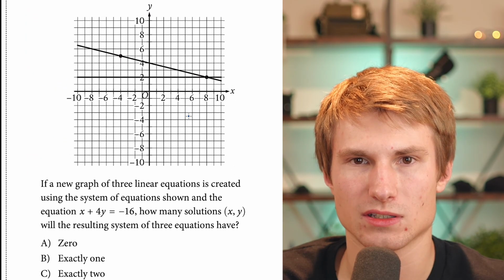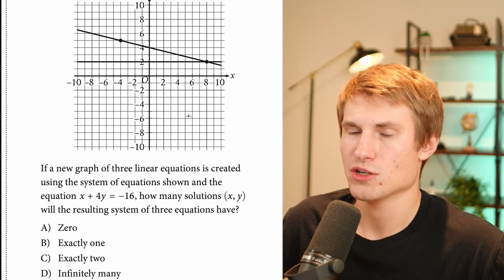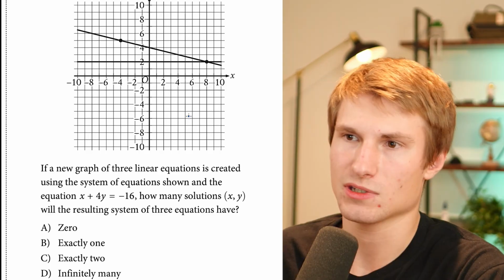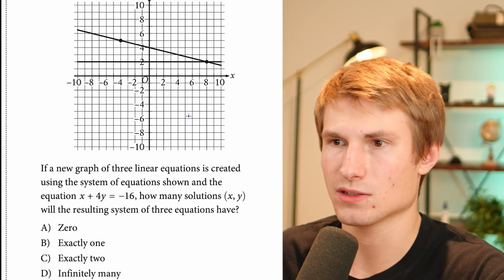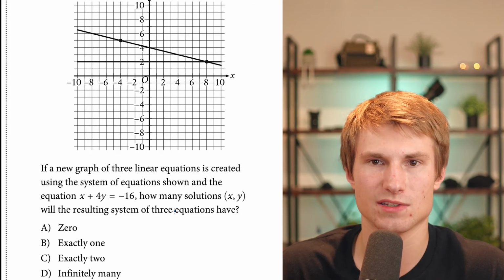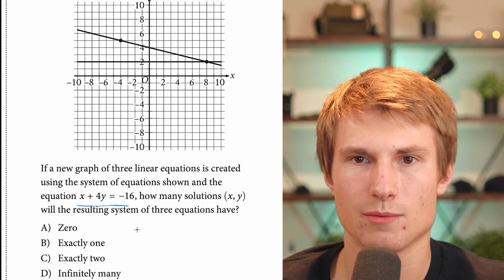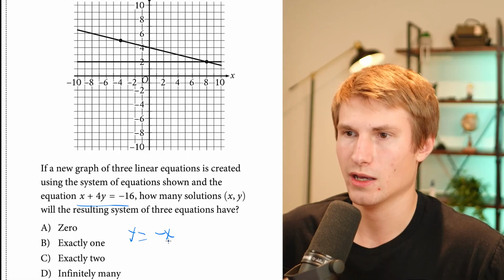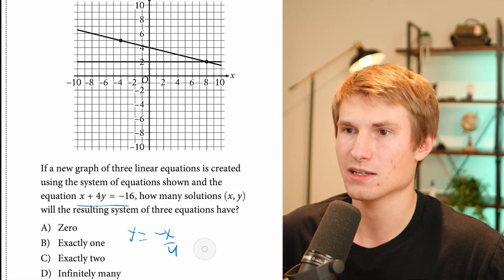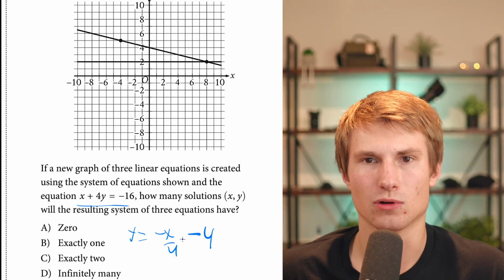We've got a graph. It looks like if a graph of 3 linear equations is created using the system of equations shown in the equation x plus 4y equals -16, how many solutions x, y will the resulting system of 3 equations have? In order for there to be a solution, all 3 would need to intersect at the same point. I'm going to go ahead and convert this equation into slope-intercept and then graph it. So I'm going to end up with y is equal to -x over 4 minus 16 over 4, which is the same as minus 4.